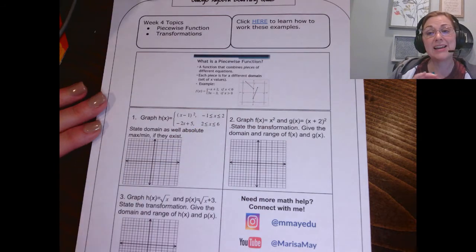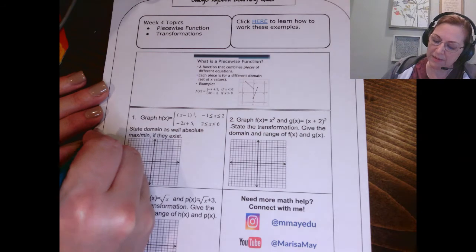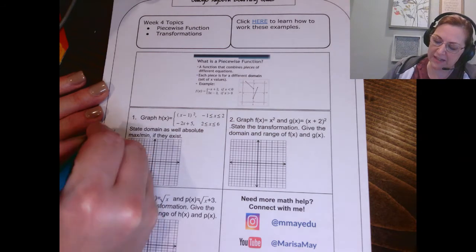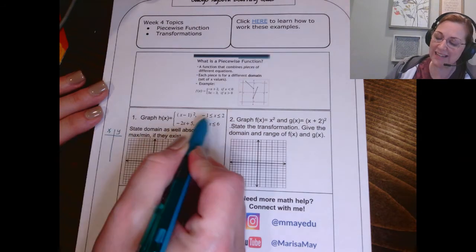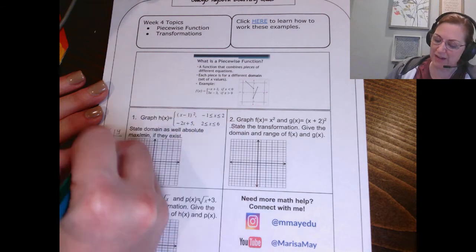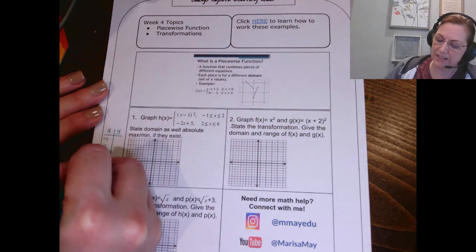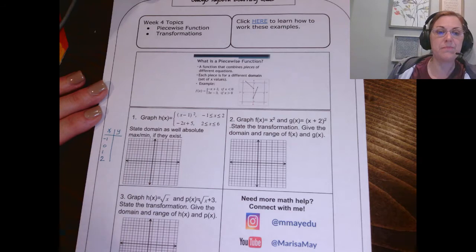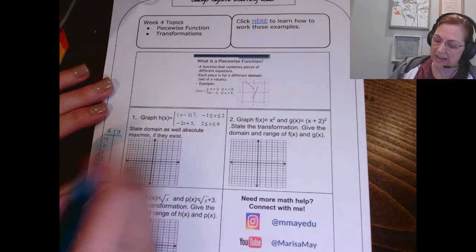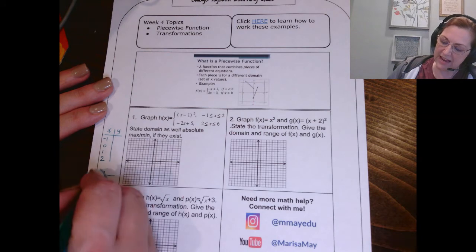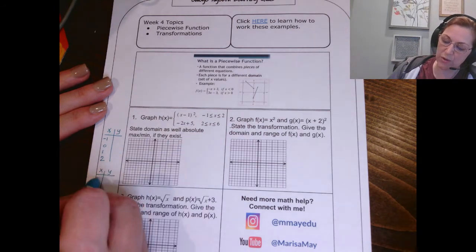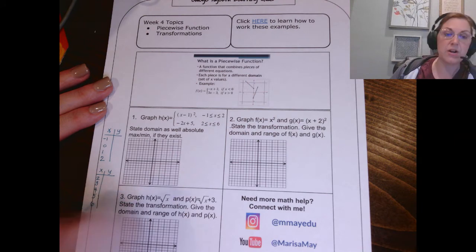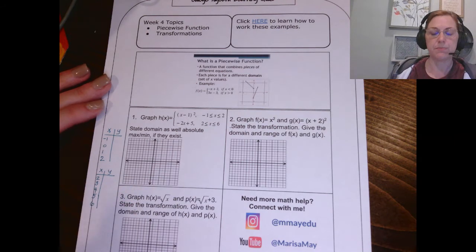Now for this, I like to do the pieces separately. So I'm going to build a table for the first piece. As you might guess, I'm going to choose the x values that are between here. So I've got -1, 0, 1, and 2. Then I'll build another chart, a table, for the second piece. And I am going to use the 2 again because it appears in both pieces. I want to make sure I know what's going on with each of those.